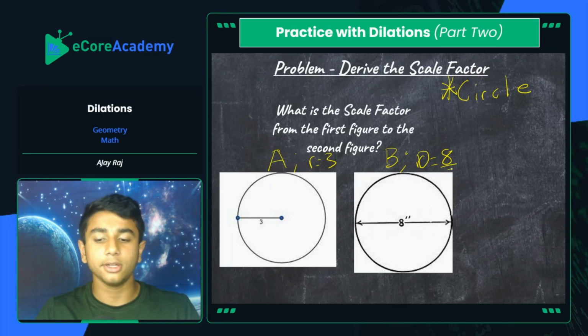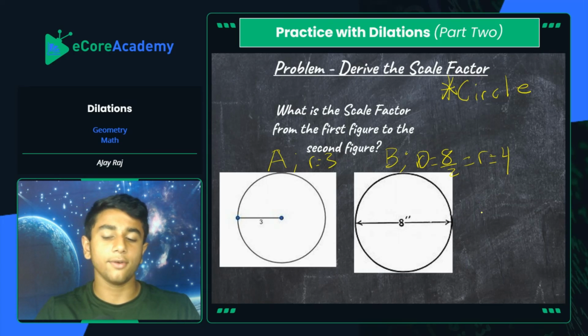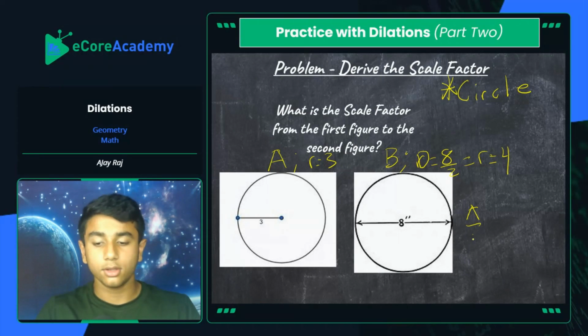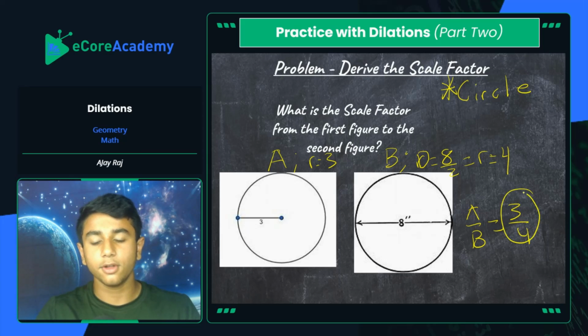So we're going to divide 8 by 2, and we get that the radius equals 4. Since we're given this relationship of radius 3 here and radius 4 here, we're just going to divide A over B, which equals 3 over 4. So that's our scale factor for this problem.